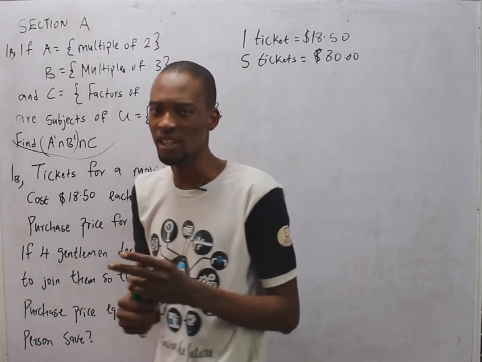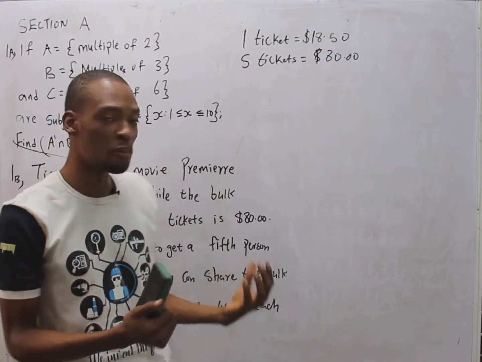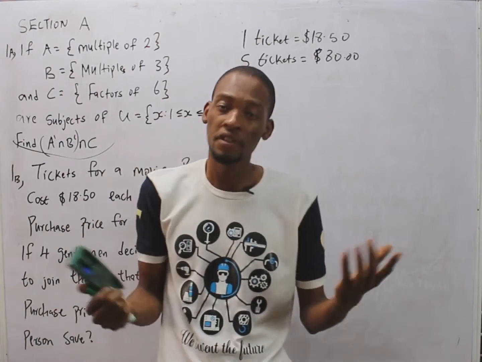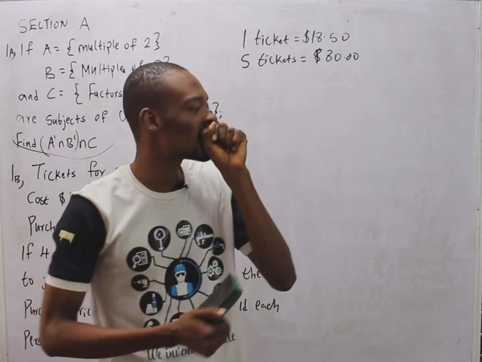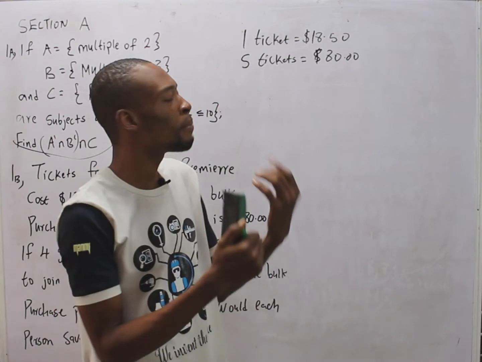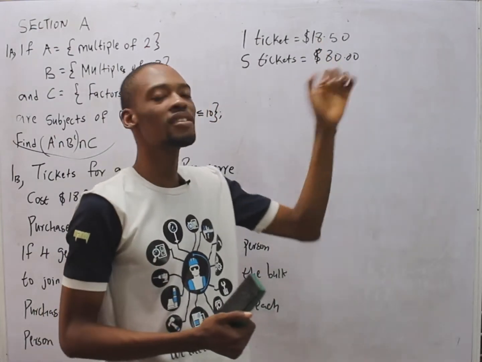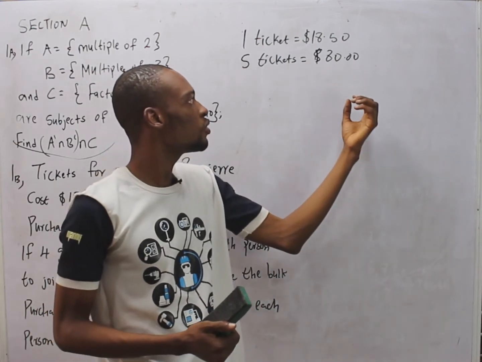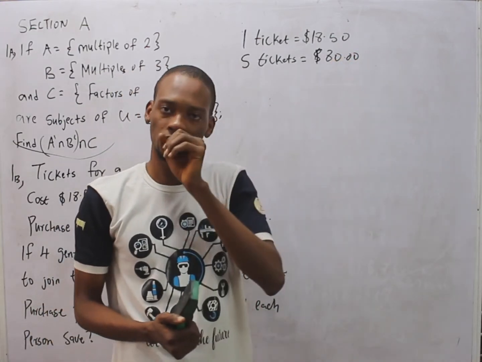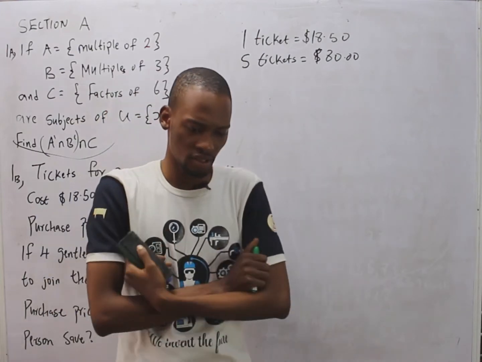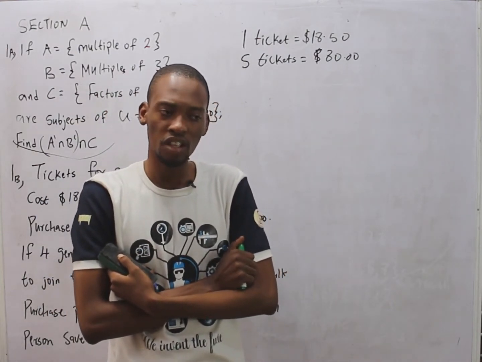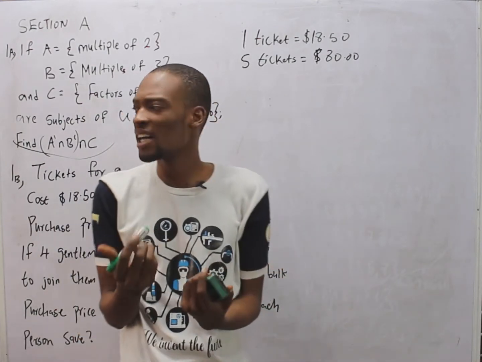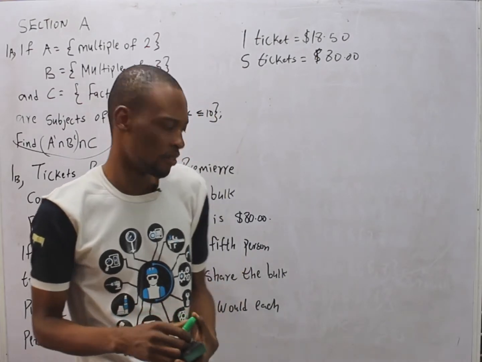Look at what this question is trying to tell us. 4 gentlemen, 4 men, went to the cinema to see a movie. When they got there, they were told that if you are buying 1 ticket, it is $18.50, but if you are buying 5, you pay $80. And they thought about it. It is true, if we are buying 5 tickets, we will save something.